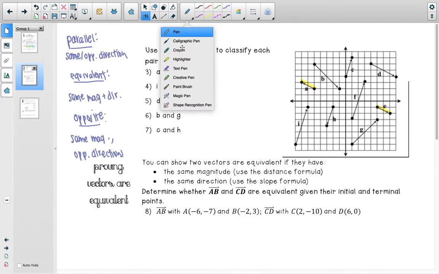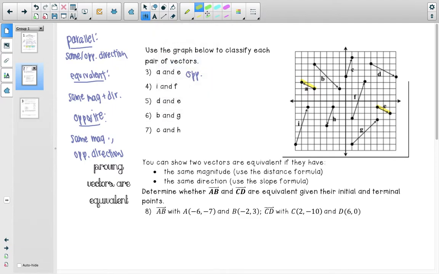Okay. I and F. So here's I, and here's F. Heading the same exact direction, going up 1, 2, 3, 4, 5, 6 over 2. Same direction. They're going to have the same magnitude. So for that reason, they are equivalent. I'm just going to write equal.